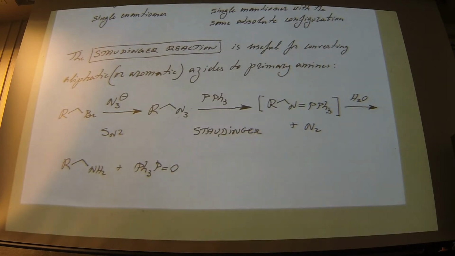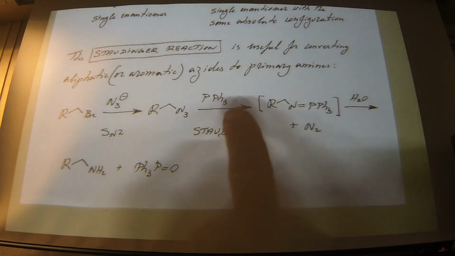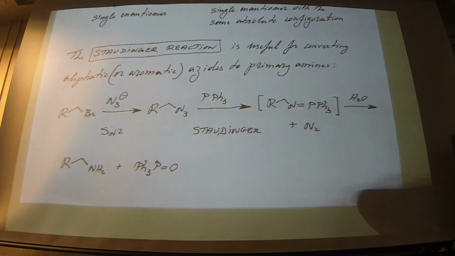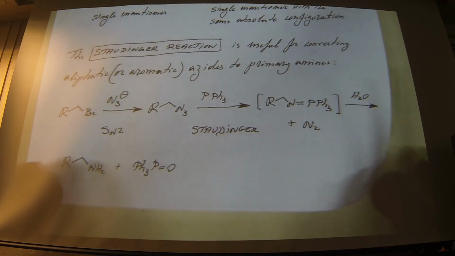The mechanism here is one I can talk to you about if you're curious. There's some uncertainty about the mechanism, but it involves the formation of a bond of the phosphorus to the end nitrogen. Okay, so Staudinger is something new. We haven't seen that before.